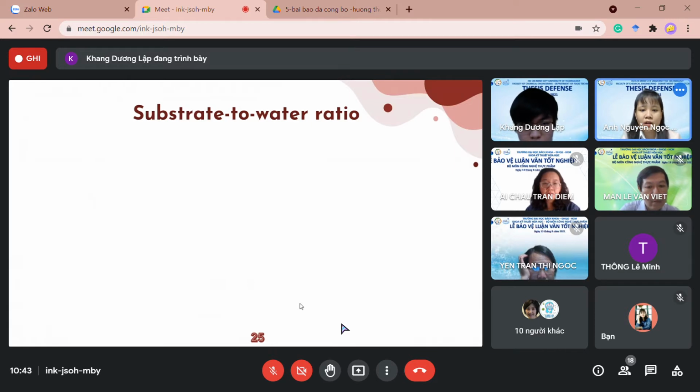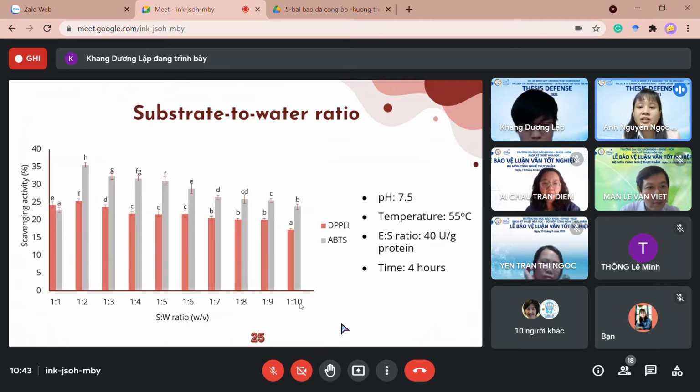Secondly, for hydrolysis condition, the scavenging activity of samples with SW ratio ranging from 1:1 to 1:10 was shown. Other parameters were fixed at pH 7.5, 55 Celsius degree, ES 40 units per gram protein, and hydrolyzed in 4 hours. The peak for both antioxidant assays was 1:2, and we use this result for the following experiments.